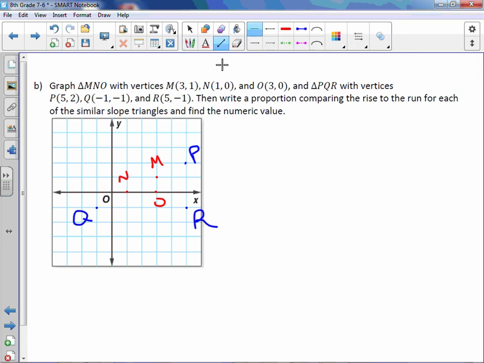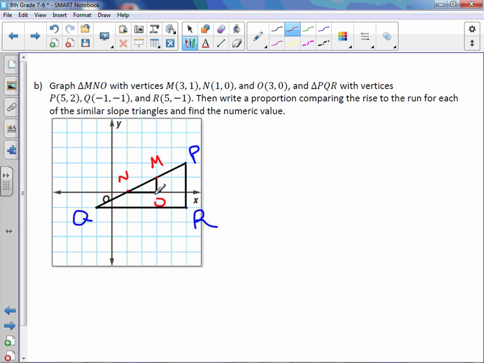Let's go ahead and connect the dots, connect our points. And what you'll see is that that line goes through both of our triangles. Let's make those dots a little bit more clear. Those were the ones M, N, and O, and P, Q, and R. Okay, so now they're graphed.